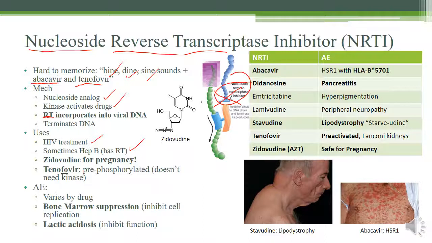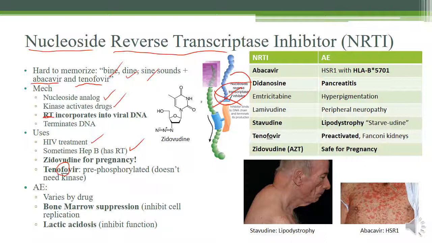Now, zidovudine is going to be used for pregnancy. It's one of the first ones. It's also known as AZT, one of the first NRTIs to be discovered, and it is the only one that's safe for pregnancy, and is often used if a pregnant female does not want to pass the HIV virus to her offspring. Talking about tenofovir, tenofovir is special because it's already pre-phosphorylated, and it's easy to remember because it has the "pho" in its name for phosphorus. Because it's pre-phosphorylated, it doesn't need a kinase to be activated.